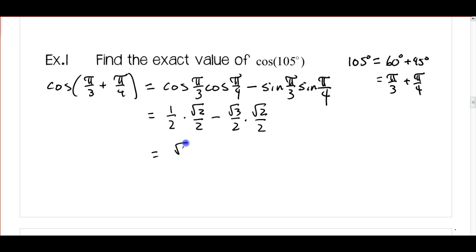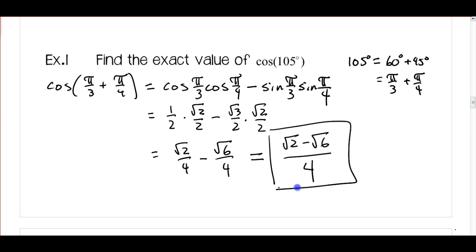So I get root 2 over 4 minus root 6 over 4, and then we can write our final answer as root 2 minus root 6 over 4. So this would be our final answer. There's no need to do any more simplifying. This would be the exact value of the cosine of 105 degrees.